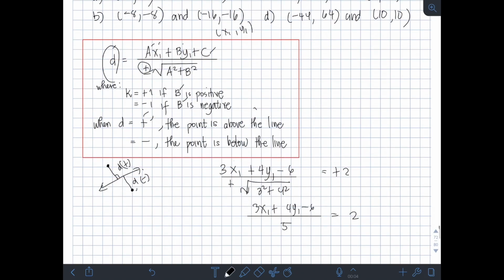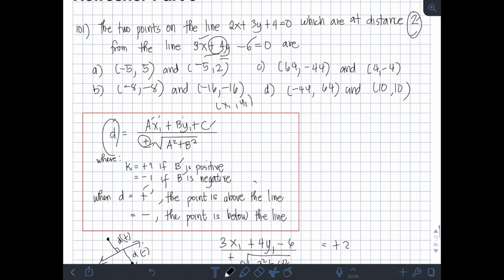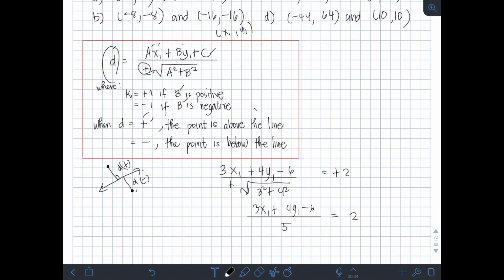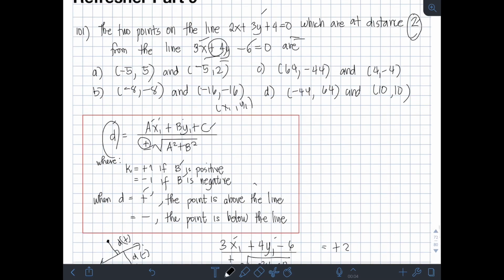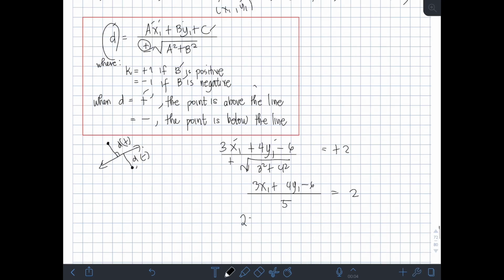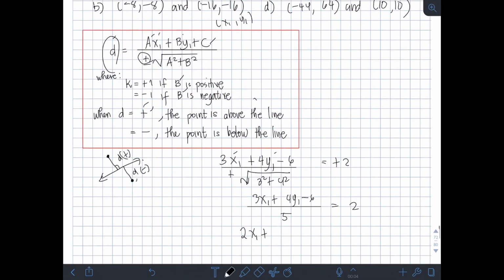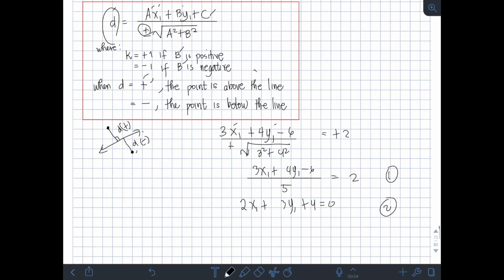Okay? Ngayon, sabi, ito raw point na to is on the line 2x plus 3y plus 4 equals 0. So, ibig sabihin, pwede natin i-substitute itong x sub 1, y sub 1 dito sa given line na to. So, 2x sub 1 plus 3y sub 1 plus 4 equals 0. So, meron tayong 2 equations, bale. Equation 1, equation 2. Okay?